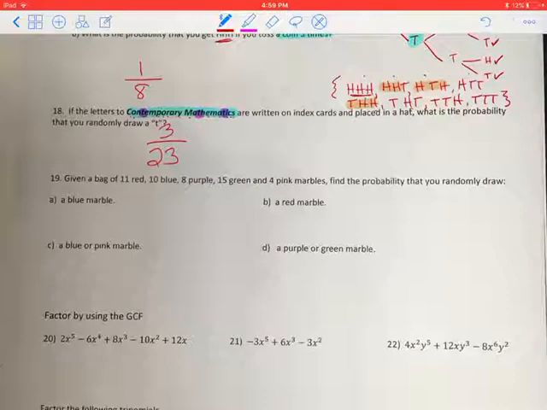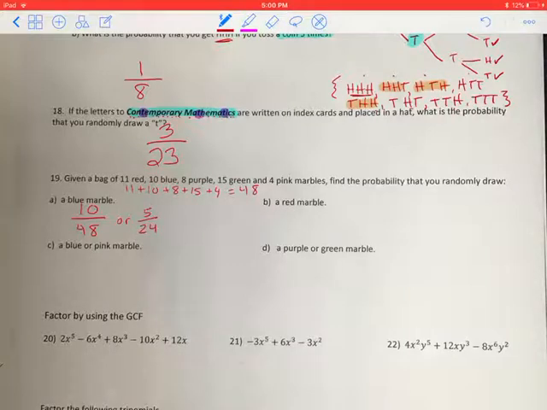For 19, it's kind of the same idea. Let's start by figuring out how many marbles we have. We have 11, 10, 8, 15, and 4. I'm going to add those together real quick, and that comes out to be 48. That's going to be my denominator. For the first question, the probability of drawing a blue marble, there's 10 blue, so 10 out of 48, or if you reduce that, 5 out of 24.